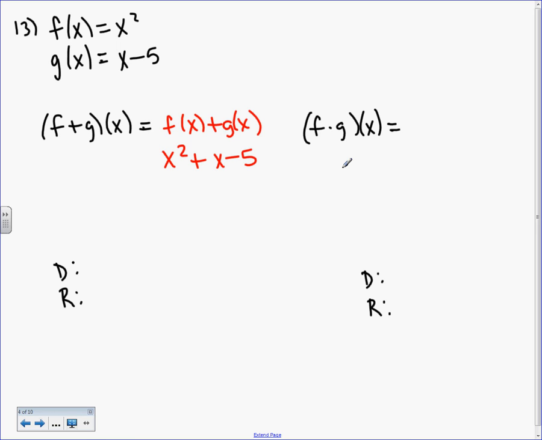Is it a fraction? No, it's not. So do I have any restrictions? Nope, nothing, right? NA, no restrictions. Draw a line through it. I don't really care how you do it. Everybody okay? Okay. F times g of x.